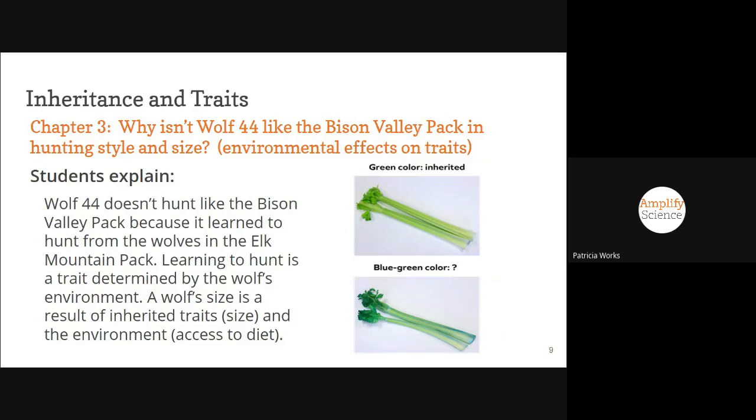Wolf 44 doesn't hunt like the Bison Valley pack because it learned to hunt from the wolves in the Elk Mountain pack. Learning to hunt is a trait that is determined by a wolf's environment. Wolf 44 is a medium-sized wolf because of both inherited instructions, like size, and the environment that it lives in, which influences things such as diet. This means that Wolf 44 can grow bigger than its parents, but it can't grow as big as the wolves in the Elk Mountain pack.